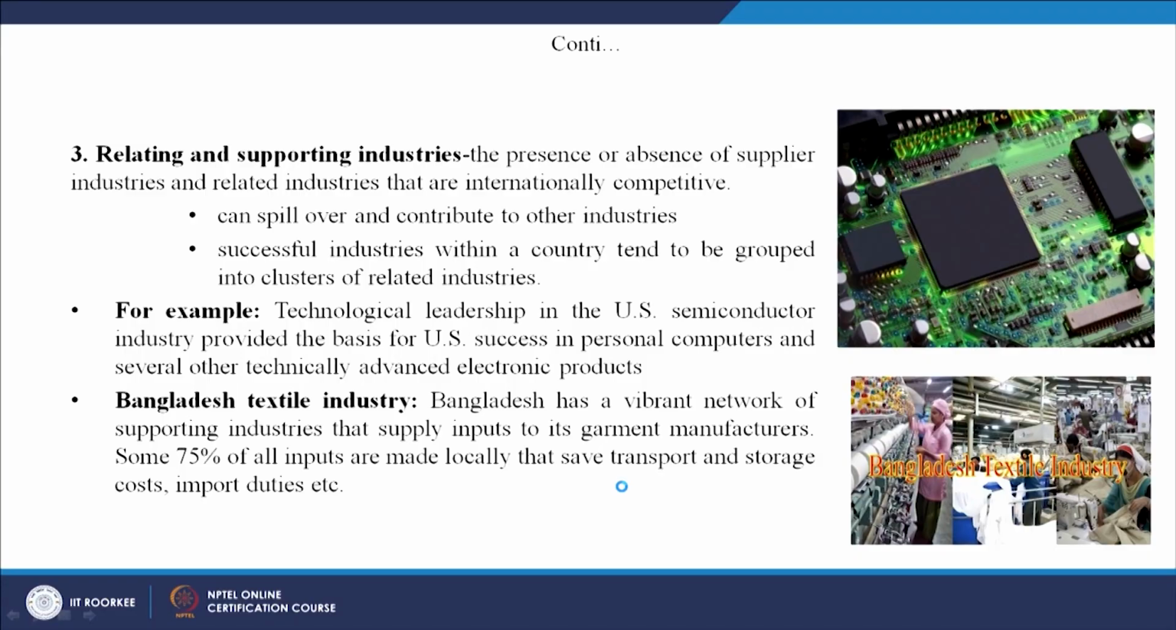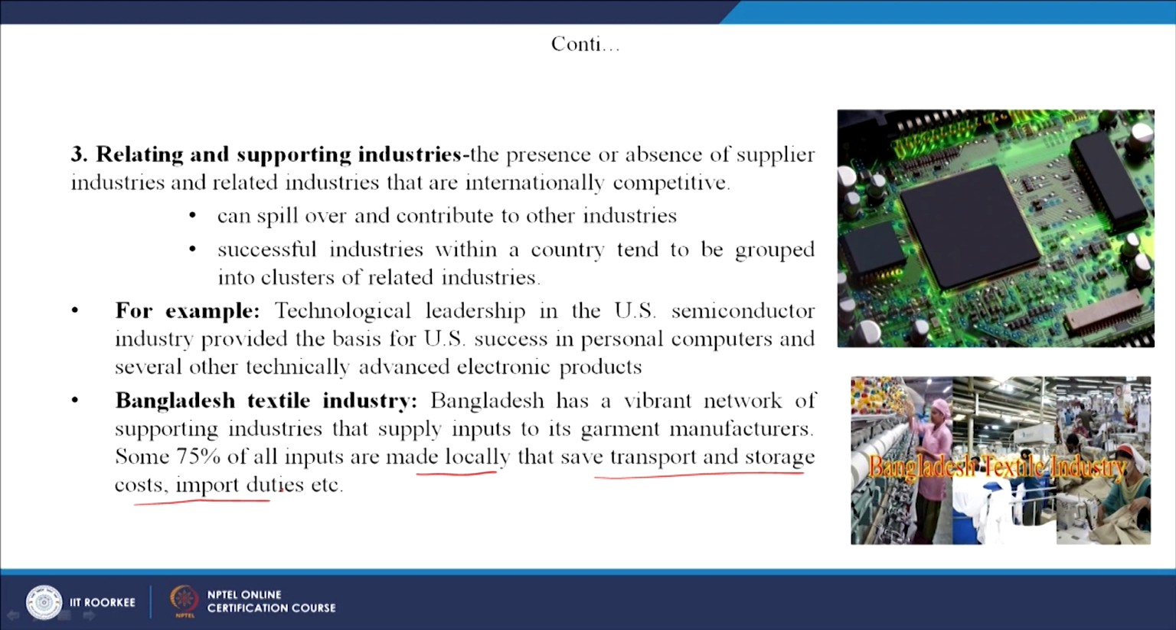Okay, the Bangladesh textile industry. Bangladesh has a vibrant network of supporting industries that supply input to its garment manufacturers. So, for a garment manufacturer there are several other things that are required, right, in terms of technology and other support. So, 75% of all the inputs that a textile industry requires are made locally, which saves the transportation and storage costs and even import duties.